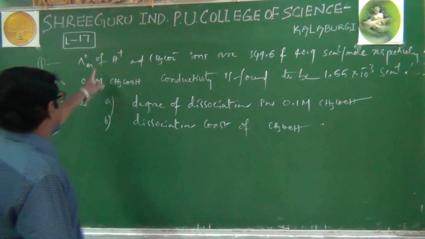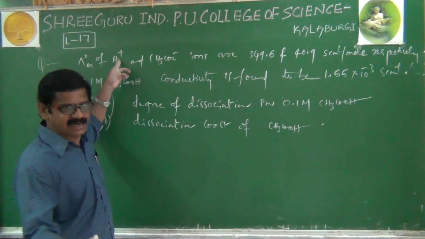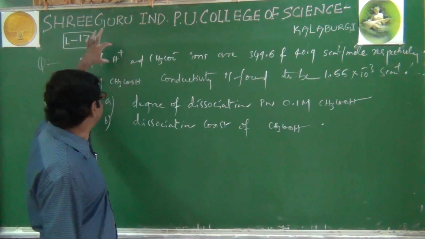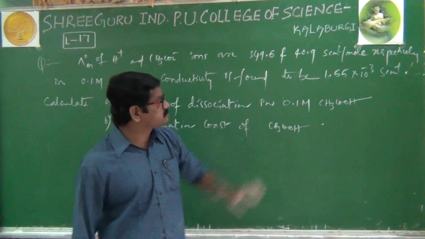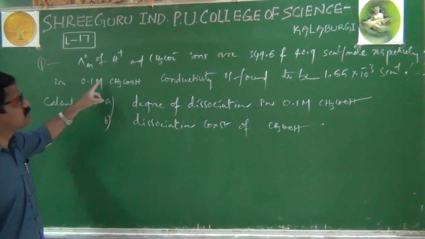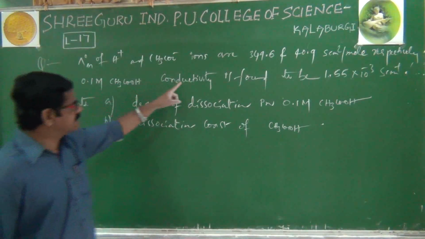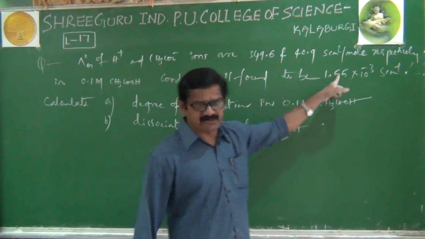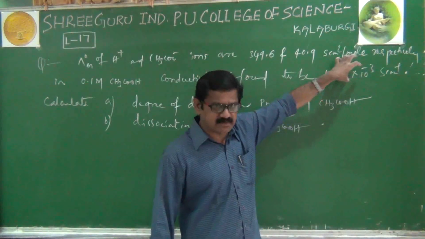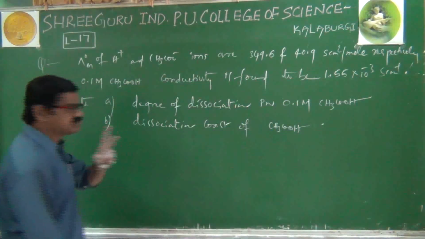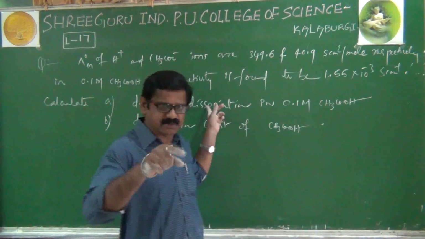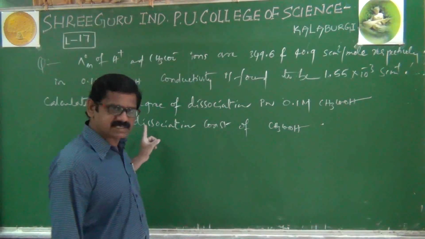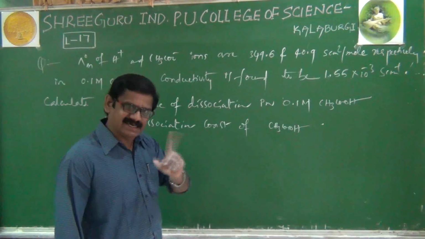Here lambda m naught, nothing but the ionic conductance, the molar conductance of H plus and acetate ions, are given with their respective values, and in 0.1 molar acetic acid the conductivity is found to be 1.55 into 10 to the minus 3. That is the K value given, and it is asking two questions. One is the degree of dissociation, which is nothing but the alpha value, and it is also asking for the dissociation constant, that is, the K value.